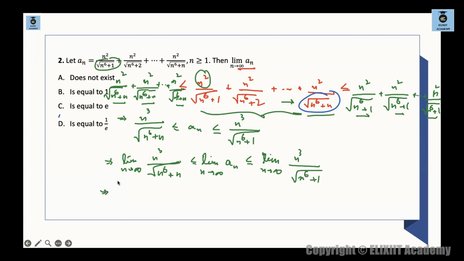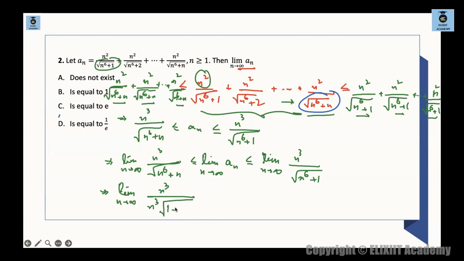Okay, so solve it. How do we solve this? n cube divided by square root of n to the power of 6 plus n. What is the best way to solve this? You simply take out the highest power common. Here the highest power is n raised to the power of 6. This will come out of the square root and become n cube. That's a shortcut.